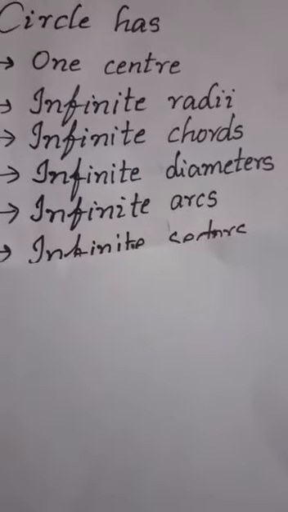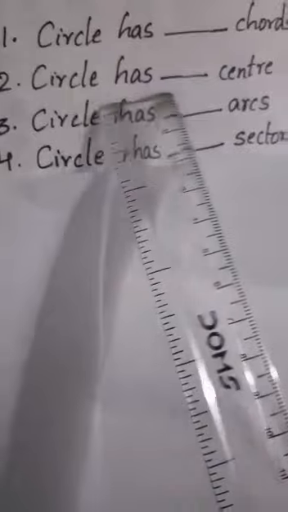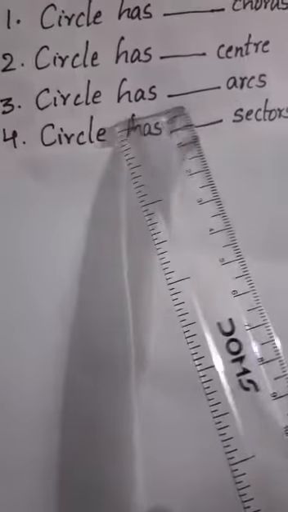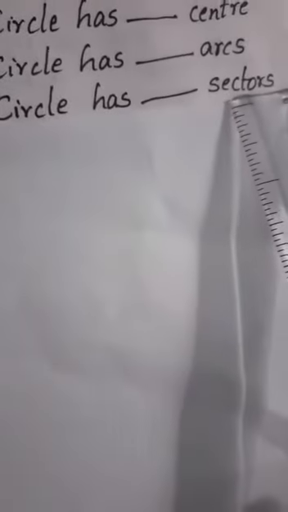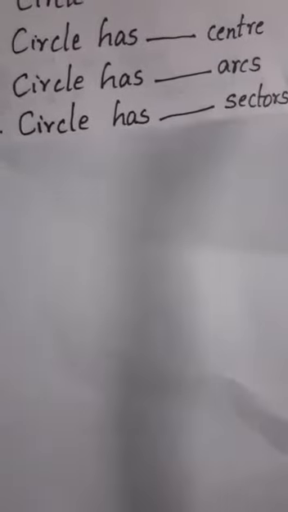Okay, very good. Your homework is: a circle has dash chords. Second one, a circle has dash center. Third one, a circle has dash arcs. Fourth one, a circle has dash sectors. Okay, children, this is your homework.